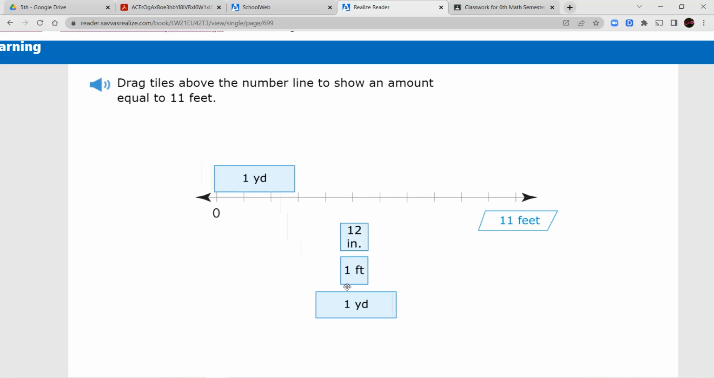So we can say 1 yard, 2 yards, 3 yards. So 3 times 3 is 9. We can say 10 and 11 feet. Now we could have also put the 12 inches in there because as you see, the 12 inches is the same size as the 1 foot. And this is one third the size of the 1 yard.